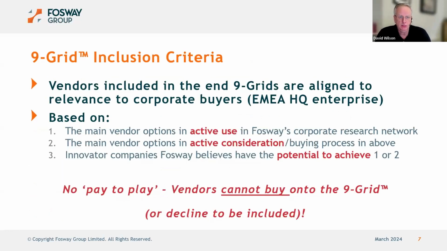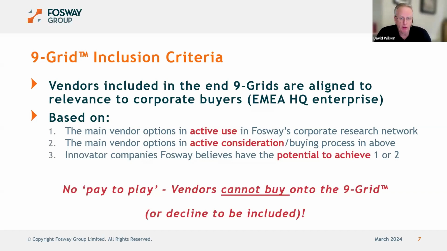Who gets included is based on the main vendors that we see being used within our corporate research network and in the wider network of corporate organizations. So who are the vendors they are talking about, who are the vendors they're considering, and who are the vendors they're using, are the main criteria. We're also constantly looking for new players and innovators that we believe have the potential to be included in that list, so we'll also be hunting for some of the newer specialists and some of the newer suites that are coming along.